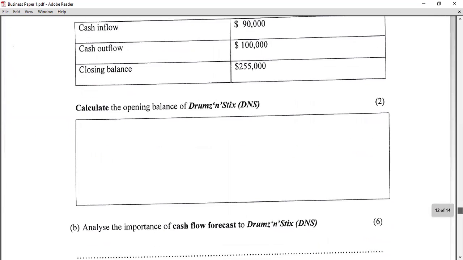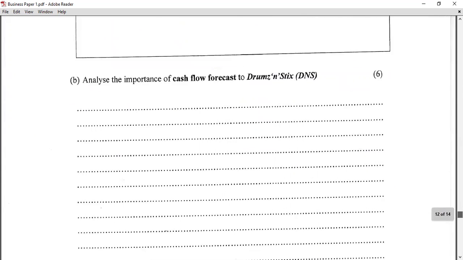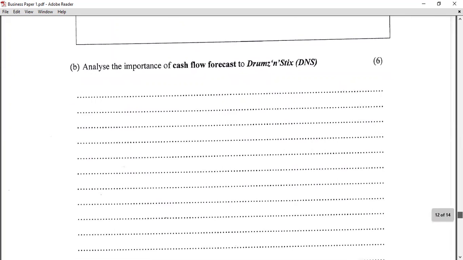Well done. Okay, let's go to part B, the analyze question. It's just an extension of the cash flow topic. They're asking us to analyze the importance of a cash flow forecast to DNS.